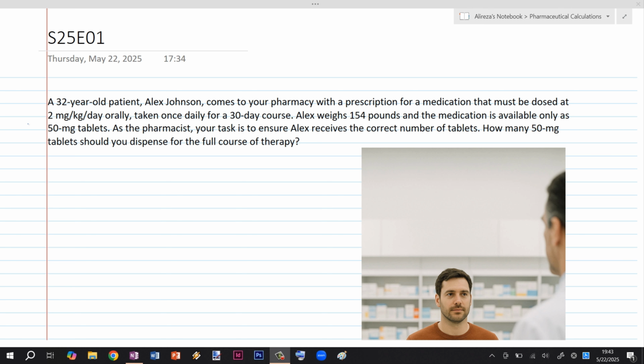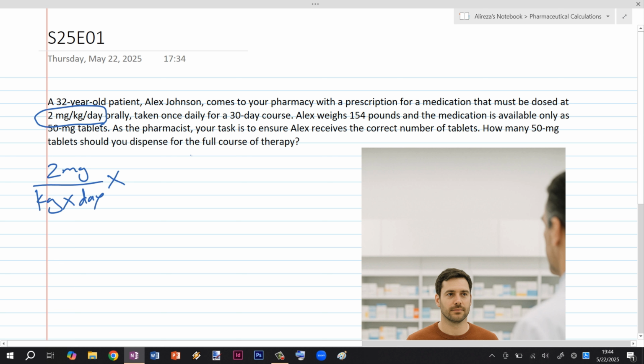So the best approach is to use dimension analysis. Essentially, you can take 2 mg per kilogram per day and write it as 2 mg in the numerator, and then in the denominator you have kilogram times day. So make sure you get that right. Milligram in the numerator, kilogram and day in the denominator. So that means that we need kilogram in the numerator to cancel the units.